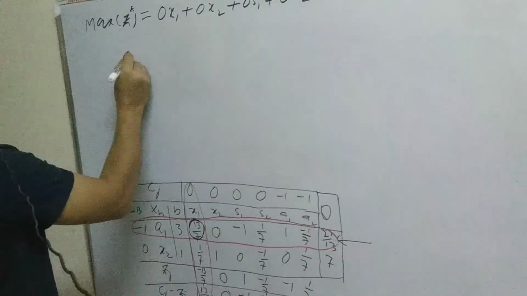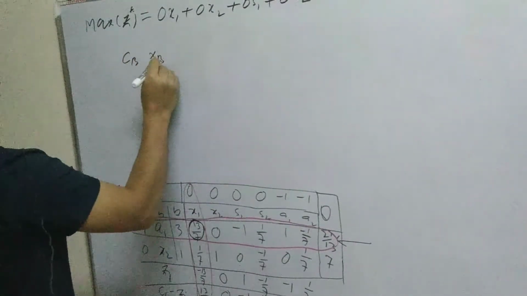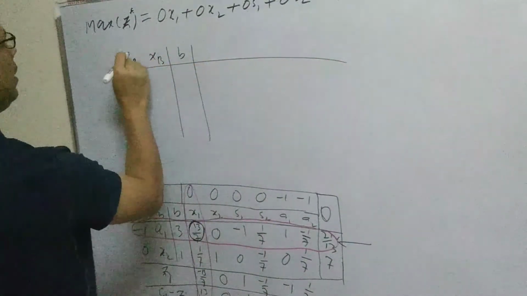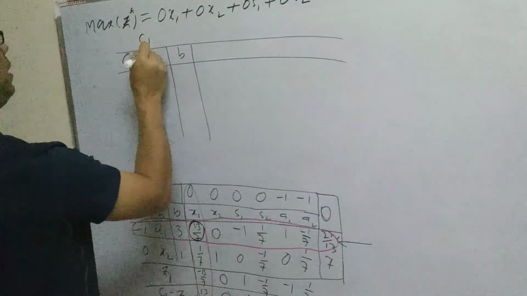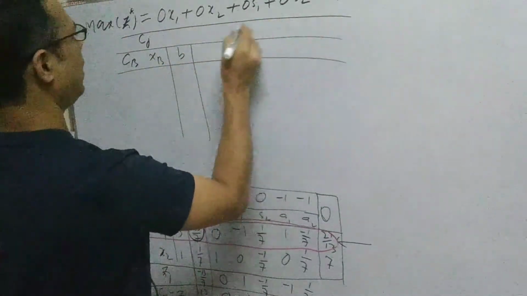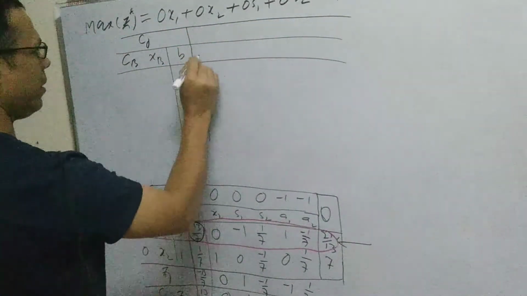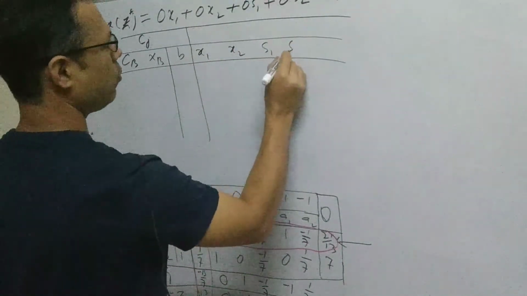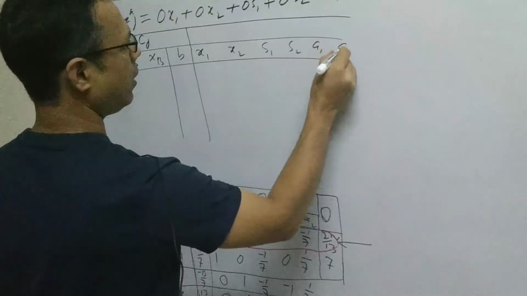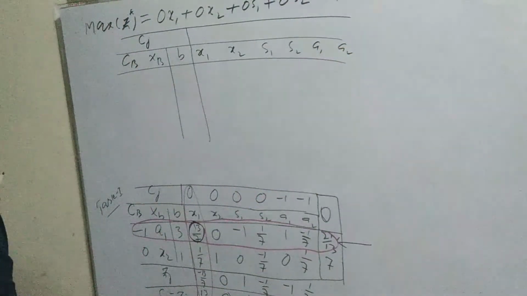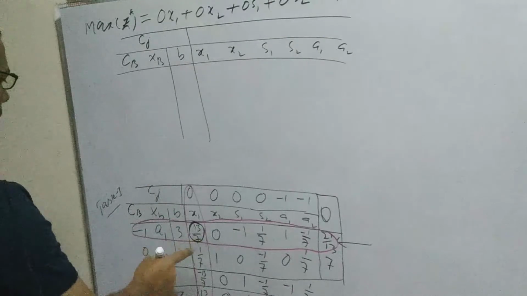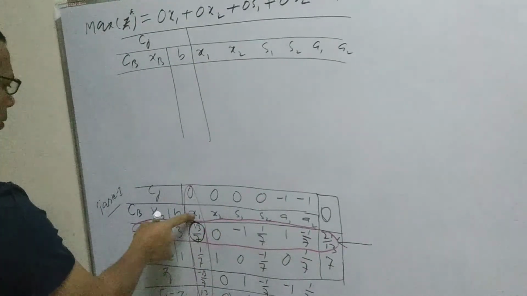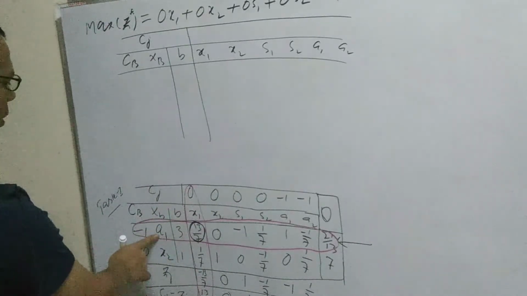CB, XB, B, and at the upper layer Cj, coefficient of objective function. So now just copy x1, x2, s1, s2, a1, a2. Here we can say, which variable is going to enter? X1 is going to enter into the basis and a1 is going to leave the basis.